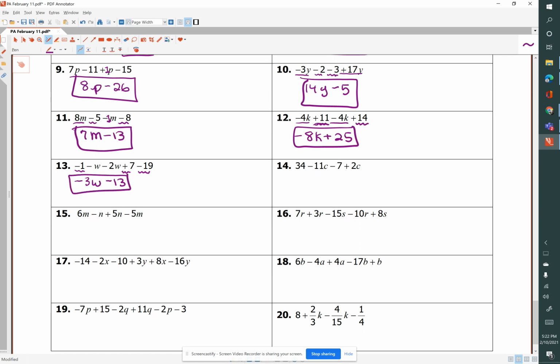Number 14, 34 minus 11c minus 7 plus 2c. We'll start with the variable terms. Negative 11c plus 2c is negative 9c. And then 34 minus 7 is 27, and that's still positive.